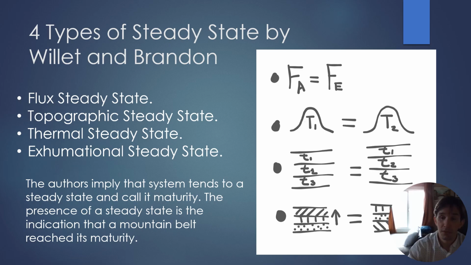It might not per se refer to the volume, but to the general topography of a mountain belt, where its general shape and height and width remain more or less the same throughout time, and this is what we might call a topographic steady state of a dynamic equilibrium. The third one is what we can call thermal steady state.